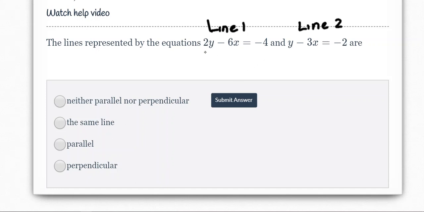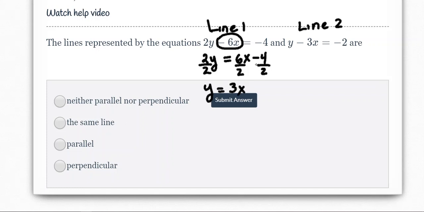So working with this, we have 2y. And if we want to move this -6x to the other side, it's going to become positive. So it's going to be 6x minus 4. Then we divide by 2. And we get that y equals 6 divided by 2 is 3x minus 4 divided by 2, which is a 2. So line 1 has a slope of 3.